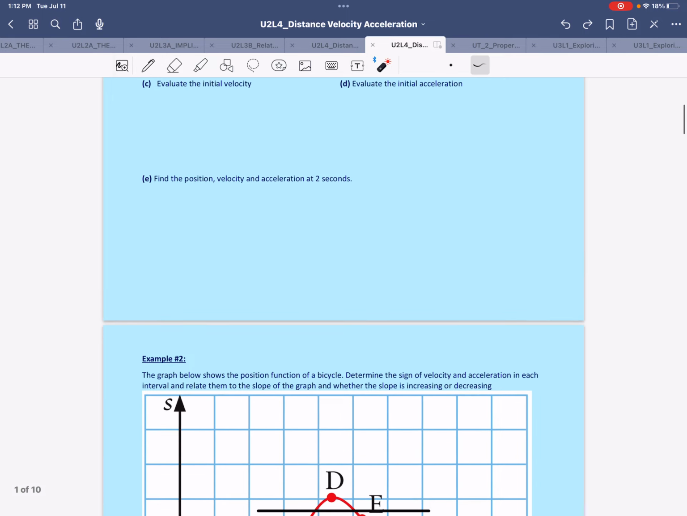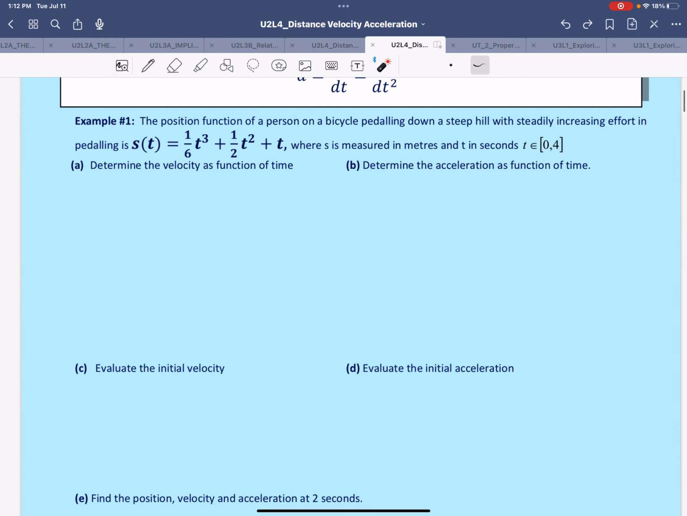And in the next part of this lesson, we'll look into the algebraic representation of the velocity, position, and acceleration.